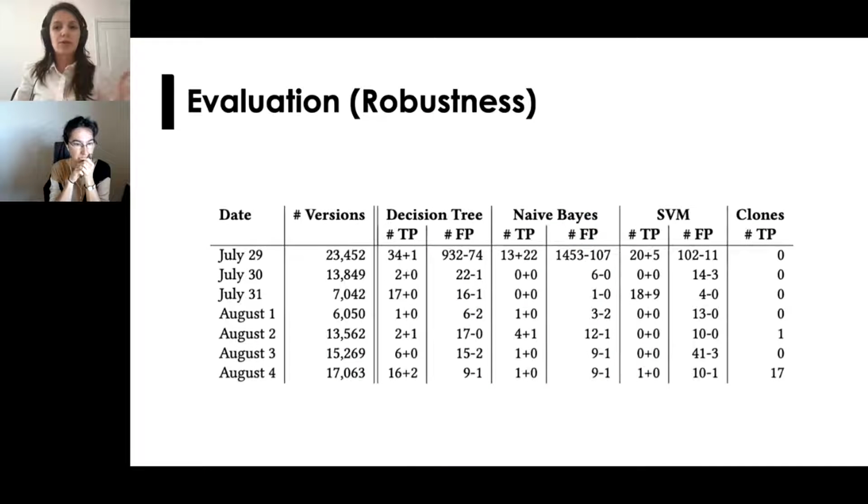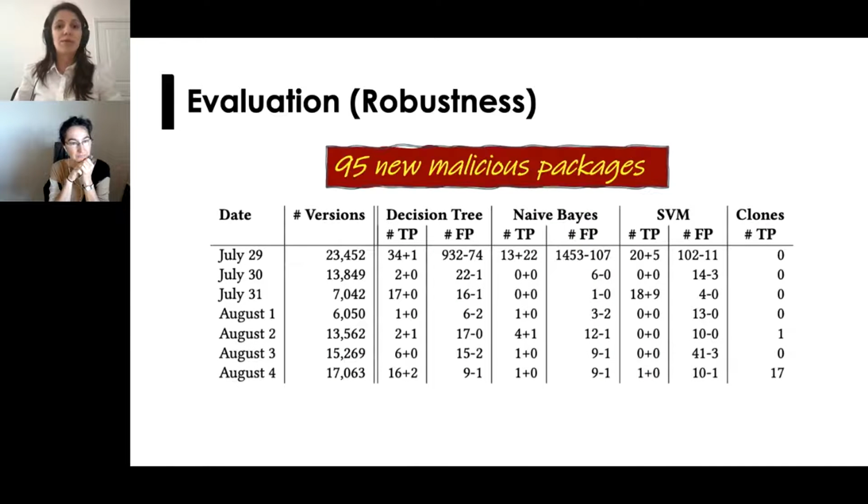The full results of this experiment are again in our paper, but the highlights were that we found 95 new malicious packages, which were all taken down by NPM. And in addition, we found that an approach like this would help NPM engineers and wouldn't burden them with a lot of manual analysis, because the false positive rate is quite low, especially in the latter days where the rate of malicious packages to benign packages becomes more reflective of the actual rate.